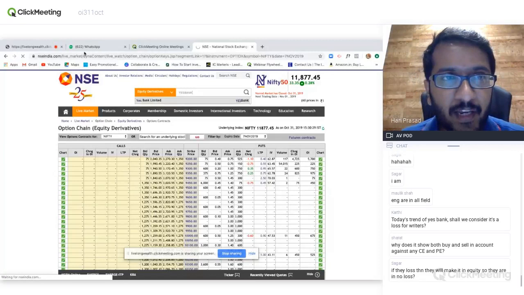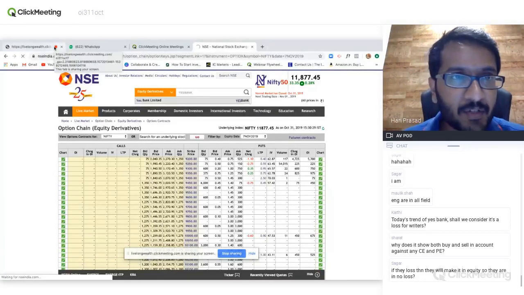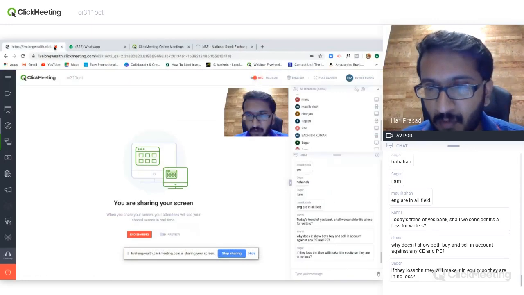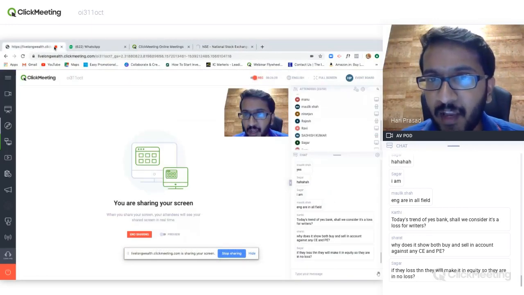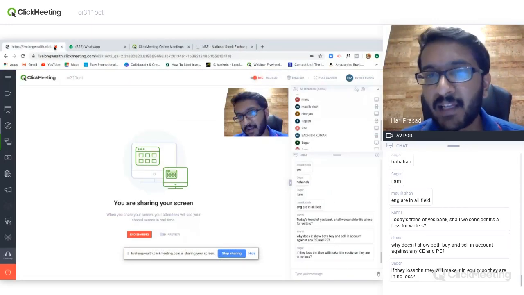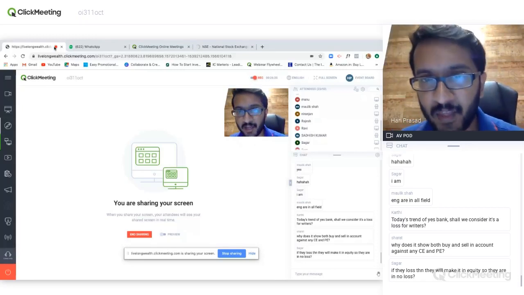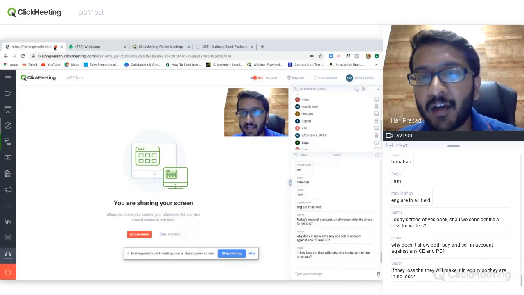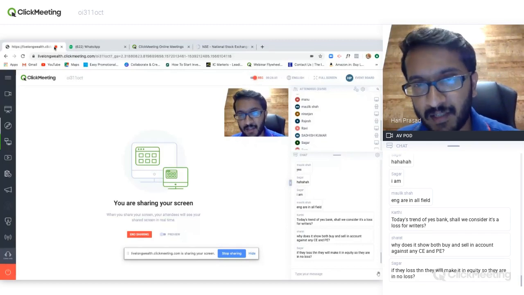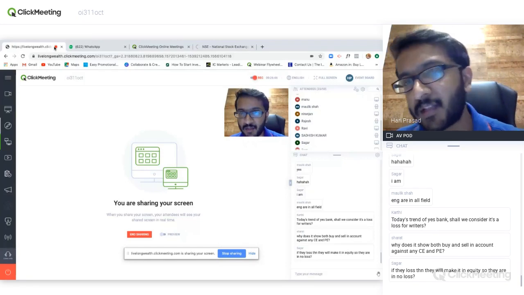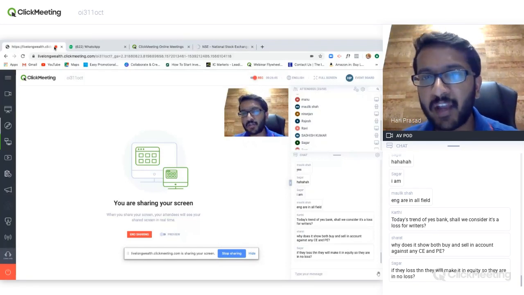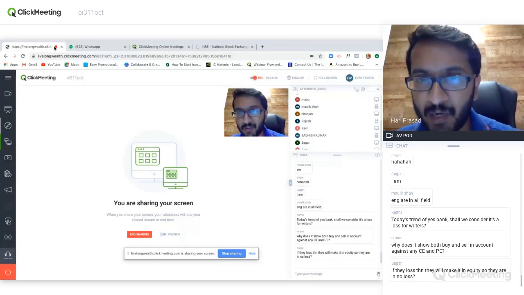Okay, so if you're looking at Yes Bank, or whichever stock you're planning to trade, what one can do is find the range where maximum open interest exists, on the call side and the put side. These ranges can tend to act as resistance and support. That is, you can usually find a range-bound movement between these open interests.